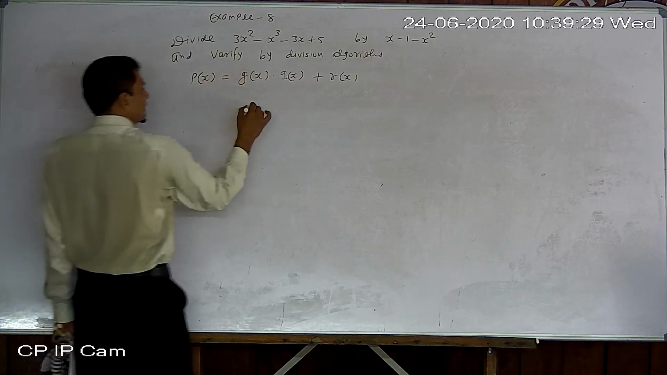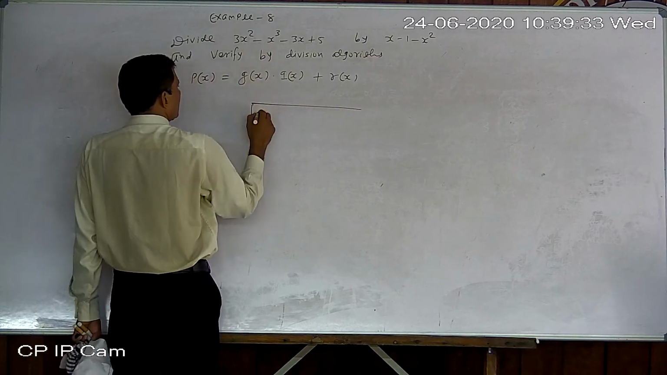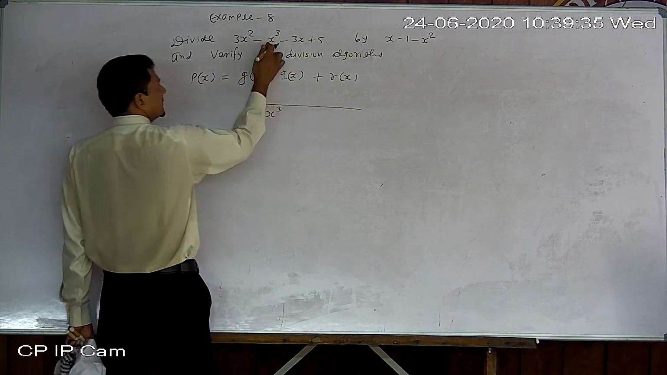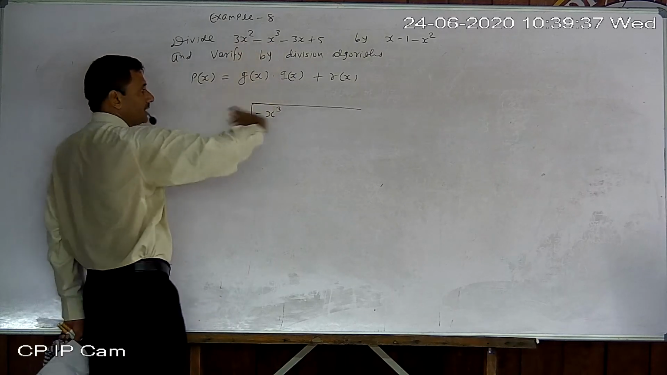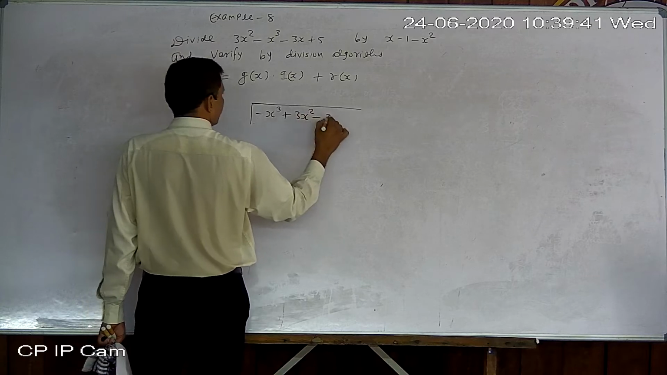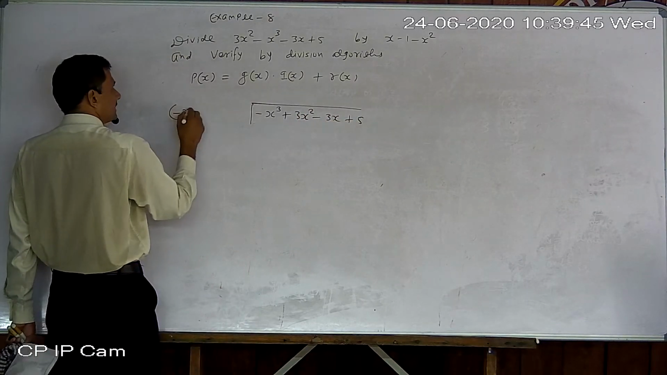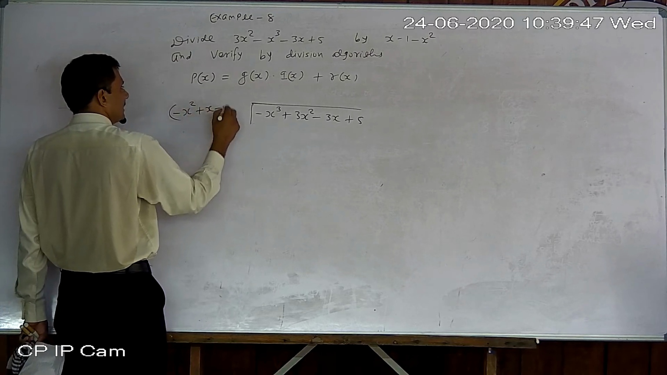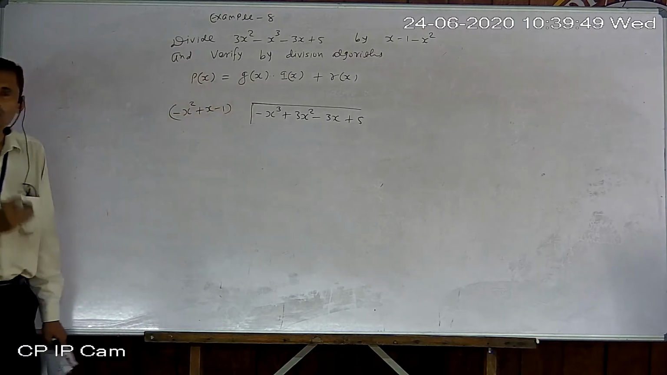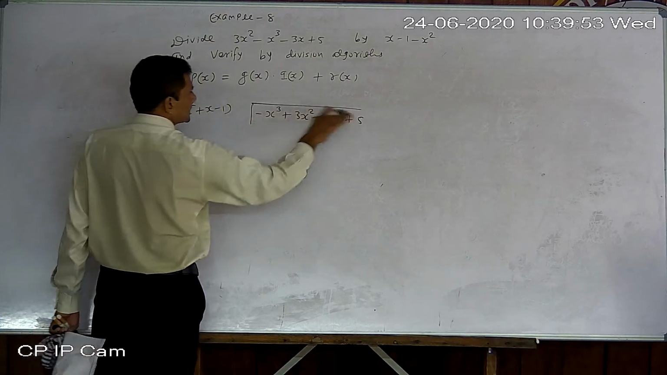Now just divide as we already divided so many sums. Now just arrange them according to decreasing degree. Minus x cube plus 3x square minus 3x plus 5. And here also minus x square plus x minus 1. Nothing done, only rearranged, according to decreasing degree.